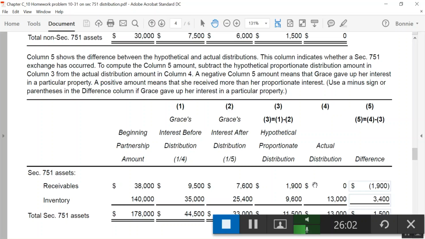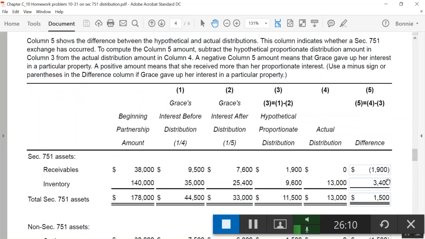And a positive amount means that she received more than her proportionate amount, actually. So here, with the inventory, she actually got more than she should have hypothetically. So if she had received a proportionate distribution of all of the property, as is depicted in column 3, she would have only gotten $9,600 worth of inventory, but actually she got 13. So she ended up getting more than her proportionate interest. Okay?